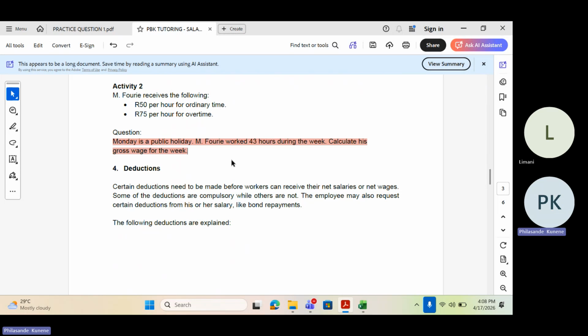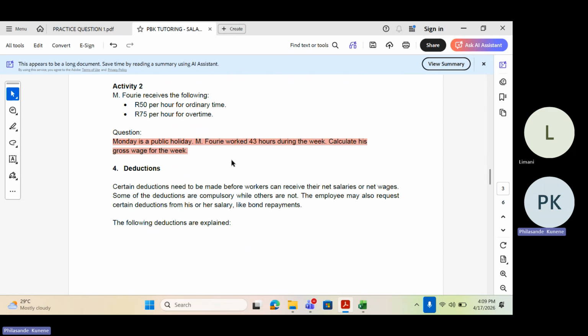They're trying to tell you that since Monday was a public holiday, if the employee worked on Monday, Monday would be considered a holiday. And since we have 40 hours in a week, if Monday was a holiday, we need to subtract the 8 hours for Monday, which means there's only 32 hours in a week. That is the normal time for that particular week that has a holiday.